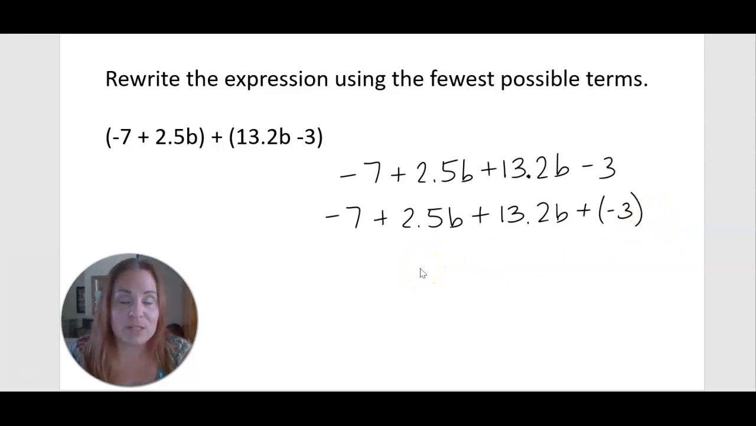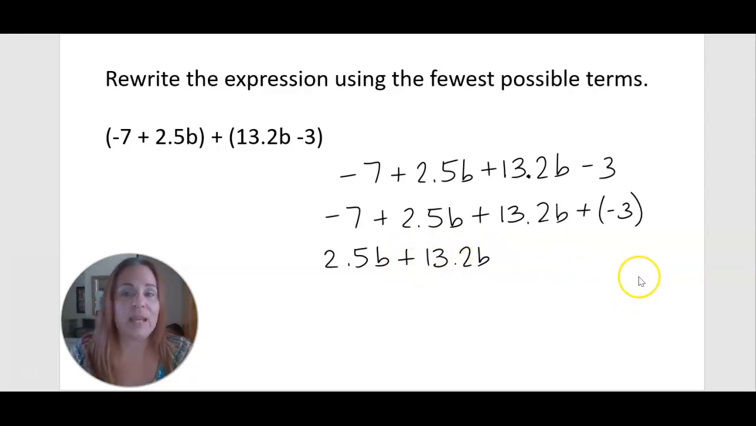So now what I'm going to do is use the commutative property so that I can move the terms around and put like terms together. I have two terms that have the letter b, or the variable b, so I'm going to put those together. I'll write them first. So I have a 2.5b and I have a 13.2b, right? And then I have two terms that don't have a b, right? A -7 and a -3. So I'm going to write those.